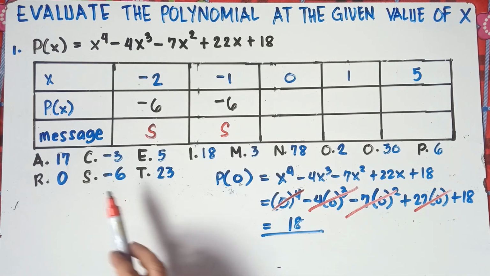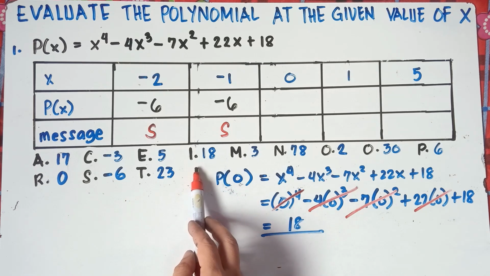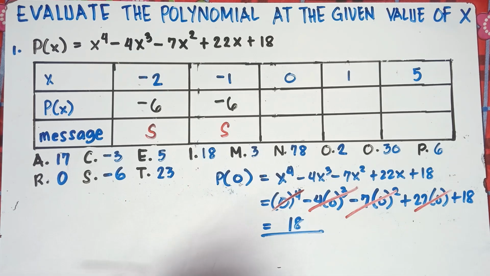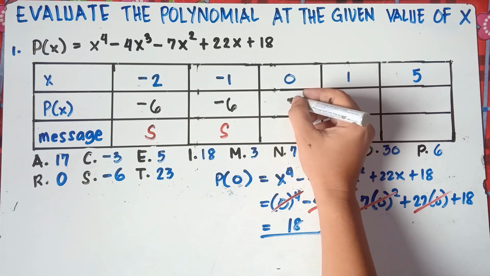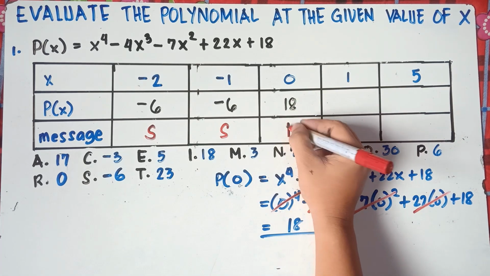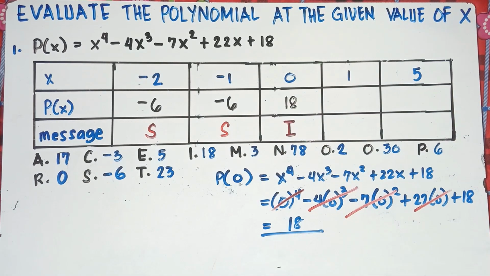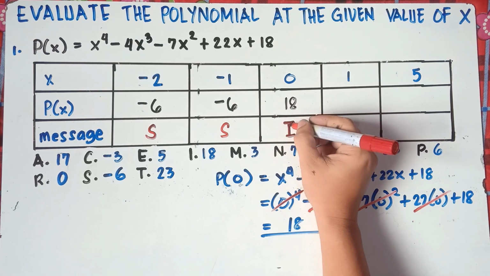Do we have 18 in the letters? Yep, we have 18, which is I. So this is 18, and the letter will be I. Let me just write it in big letter, I. Alright, so that's letter I. So we have SSI.